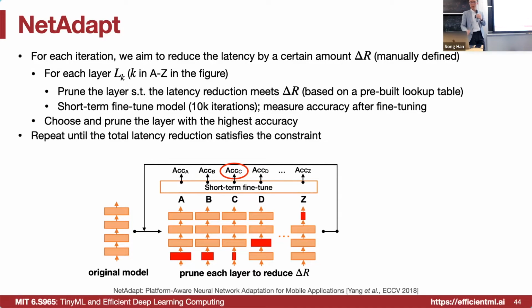We repeat this process by reducing latency by delta R, 2 delta R, 3 delta R. Each time we go through all the layers, try each layer until it reaches this delta R reduction, and then fine-tune a little bit to see which layer has the lowest loss of accuracy given the delta R latency reduction. In that case, the layers that are least sensitive will be pruned more. We repeat this process until the total latency reduction satisfies the constraint.